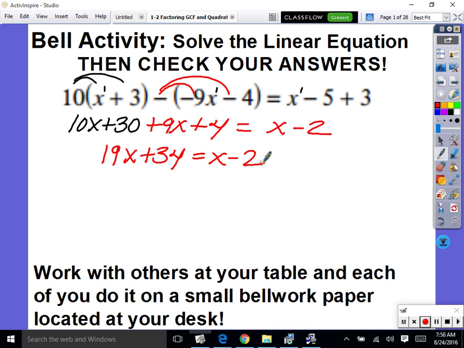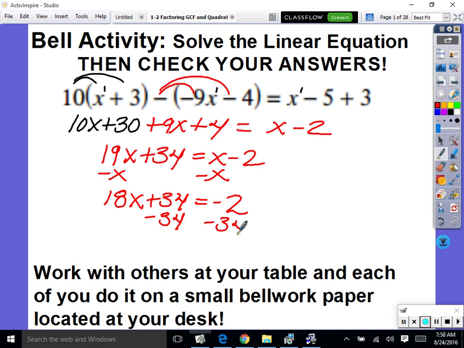Now we're going to combine our x's together, but we can't just put them together. We've got to use algebra to get from one side of the equation to the other. So we're subtracting x from both sides. 18x plus 34 is equal to negative 2. Then to get x alone, subtract 34, subtract 34. So we have 18x is equal to negative 36, yeah? Divide both sides by 18. So we get x is equal to negative 2.